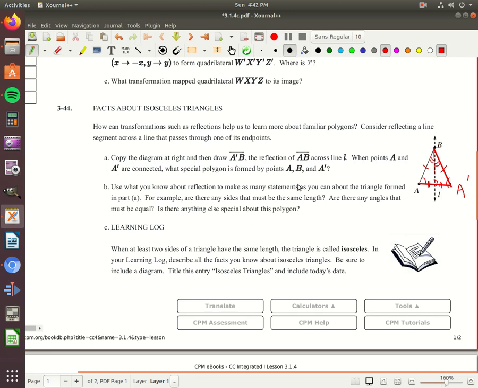Are there any angles that must be equal? We already said all that. Is there anything special about this polygon? It's isosceles. Again, that gets cut in half. That's a 90-degree angle, etc.